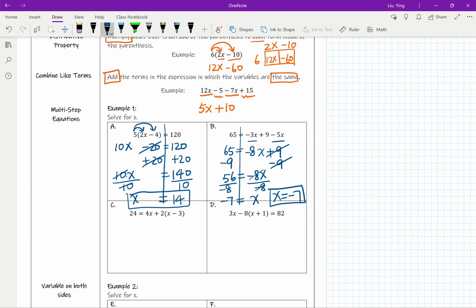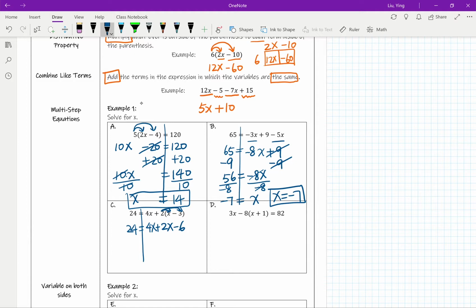Part C, there are parentheses again. So we will first distribute. So we'll do 2 times x, which will give us 2x. 2 times negative 3, which will give us negative 6. And then all the other terms, we can just copy them because nothing has changed.